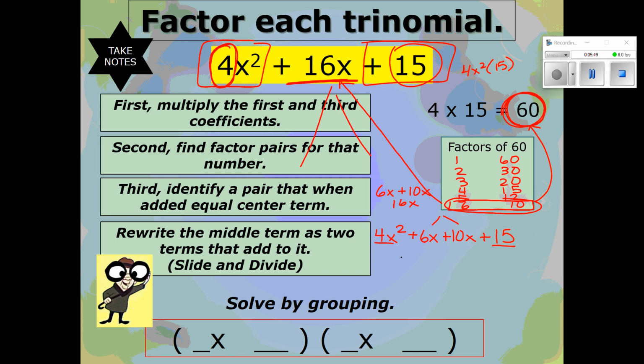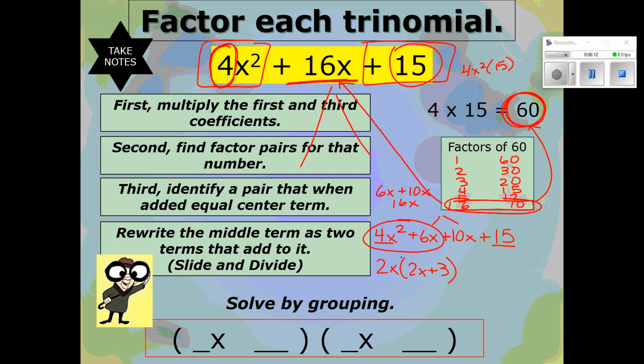Now we have a four-term polynomial that we want to factor, and we have been learning that when factoring with four terms, we solve by grouping, and that's what we're going to do now, and we've already learned how to do this. So now we take the first pair, we find the greatest common factor and pull it out, which would be 2x, and then what is left over is a 2x plus 3.